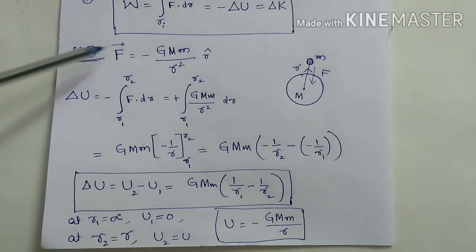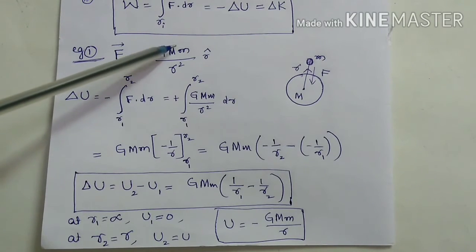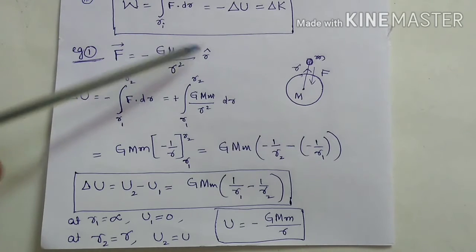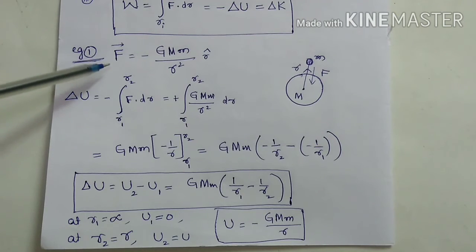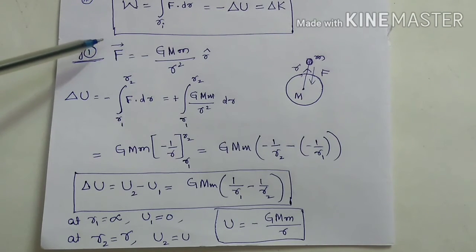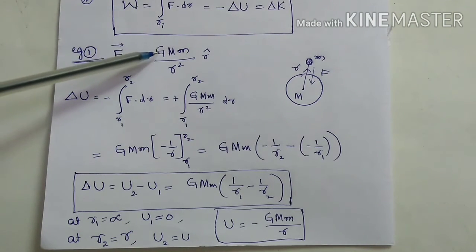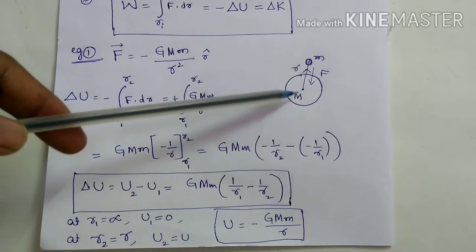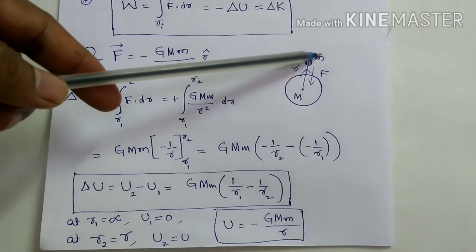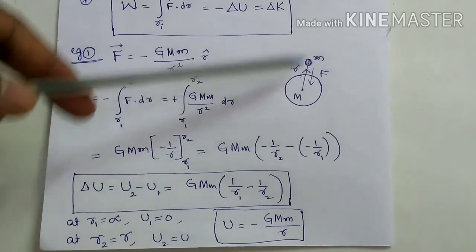So example 1, force is given F equal to minus G capital M small m by R square R cap, if the force direction is R cap direction. You see here this is the gravitational attraction force between the two objects. Here G is the universal gravitation constant. This is earth of mass capital M. This is a small object of mass small m. So these two are attracted.